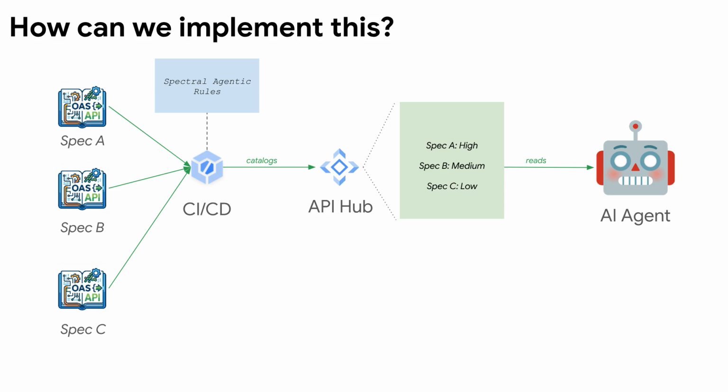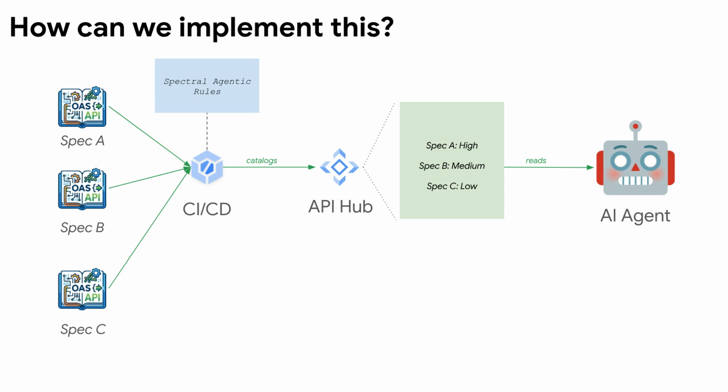Then I'll trigger a CI/CD pipeline. I'll be using Cloud Build, but it can be any solution you want. And I'll be implementing these rules, these checks on the spec, using the Spectral agentic rules. So Spectral is an open source language for enforcing and linting specs, and that's what I'll be using.